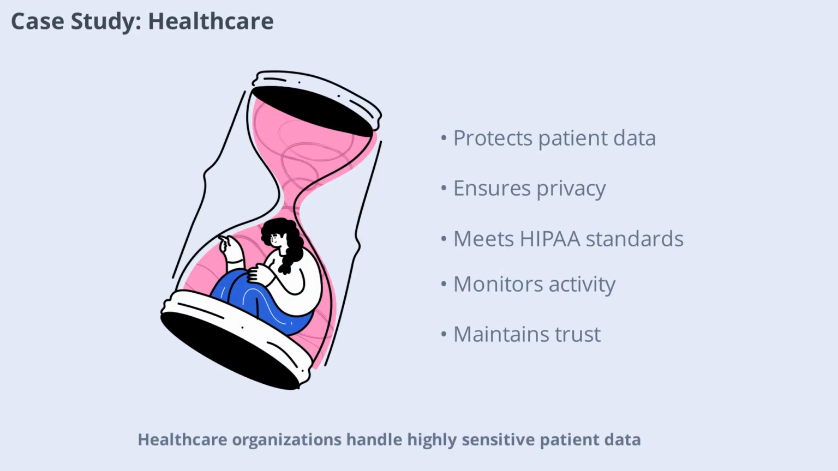Healthcare organizations handle highly sensitive patient data. Data governance ensures that this information is accurate, secure, and used appropriately. Policies address data access, privacy, and compliance with regulations like HIPAA. Regular monitoring and incident response plans help protect patient information and maintain trust in healthcare services.